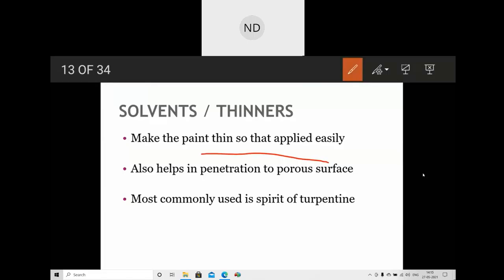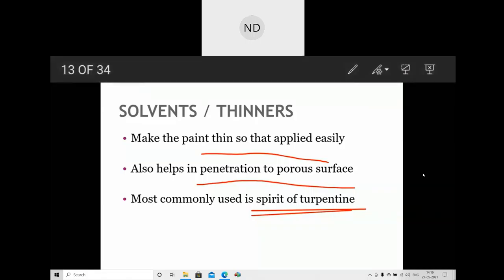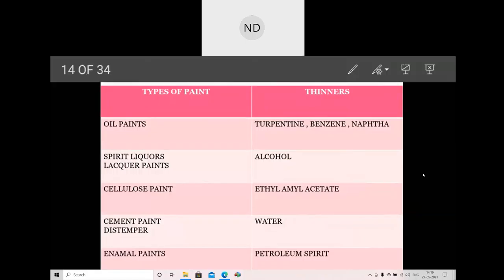Next one is the solvents or the thinners. The function of a solvent is to make the paint thin so that it can be applied rapidly over the surface. It also helps in the application of the paint to porous surfaces. The most commonly used solvent is turpentine. So these are the five basic ingredients: base, vehicle, coloring pigment, solvents, and dryer.